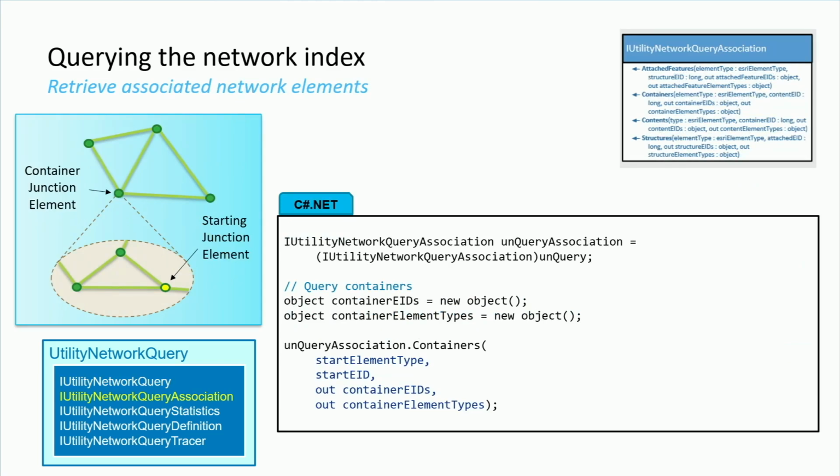Now, let's say I want to get associated network elements. So, for example, I have a junction element. I want to get another junction that it contains, in a containment association, for example. I can use the IUtilityNetworkQueryAssociation interface APIs. For this example, it'll be the containers API. I'll just pass in my EID with an element type, and I'll get the containers for it.